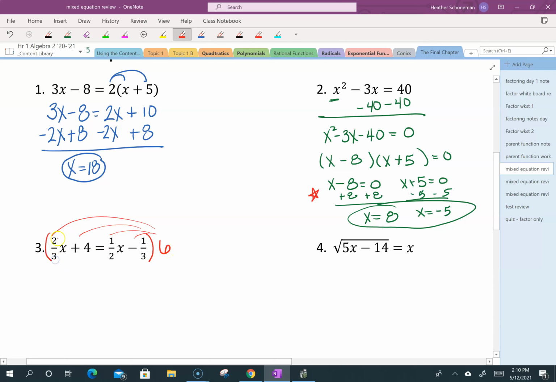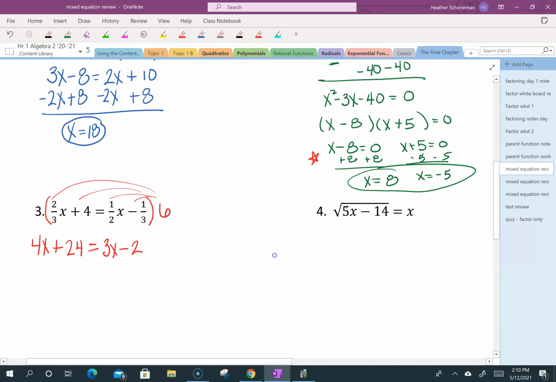6 divided by the 3 here gives me 2 times the 2 on top is 4x. 6 times 4 is 24. Over here, 6 divided by 2 is 3 times 1 is 3x. Minus 6 divided by 3 is 2 times 1 is 2. Now that we've gotten rid of the fractions, this is a plain linear equation with nothing that complicated. So I'm going to subtract 3x from both sides, and I'm going to subtract 24, and that's going to leave me with x equals negative 26.